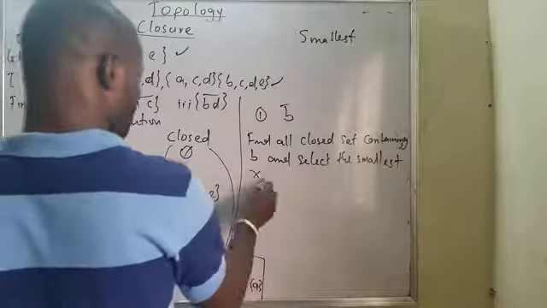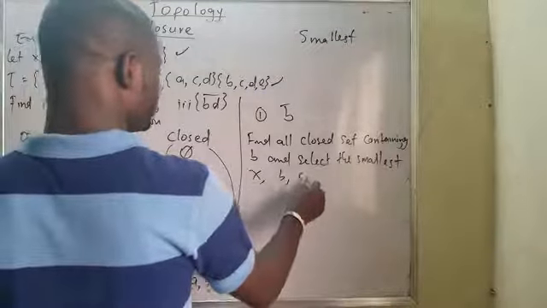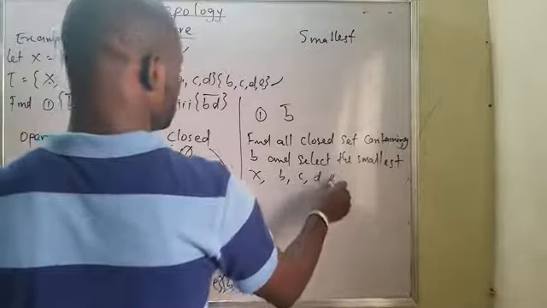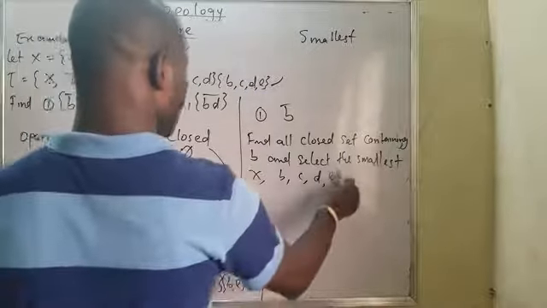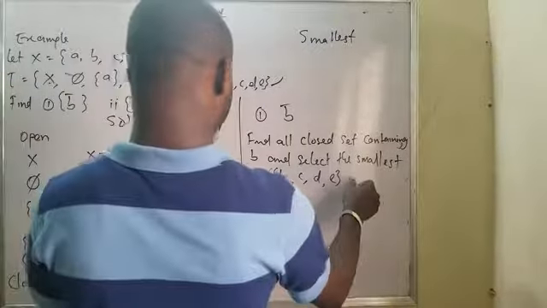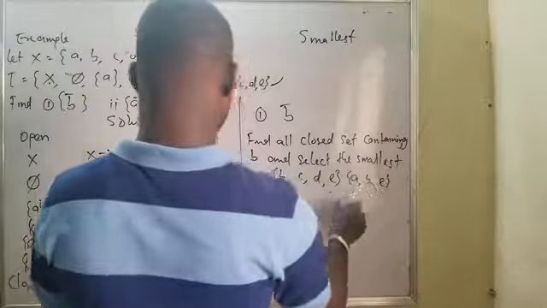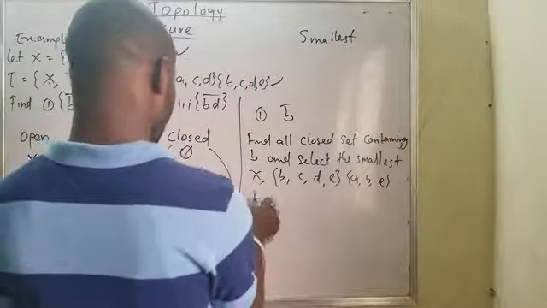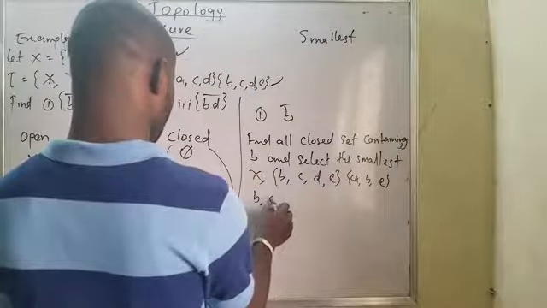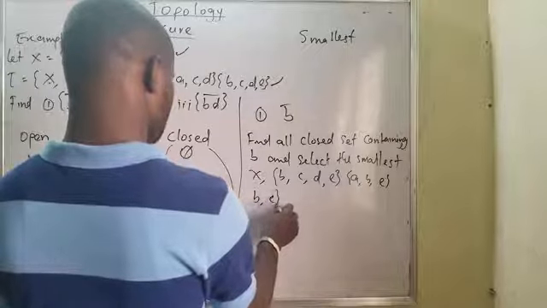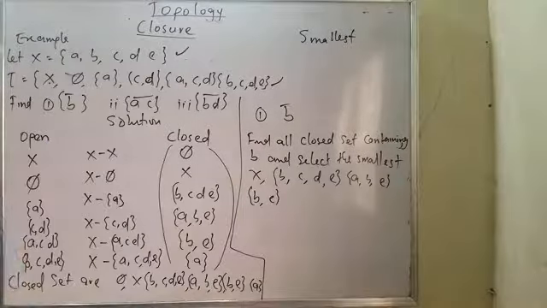I have X himself. I have B, C, D, E, and what else do I have? I have A, B, E, and I have B, C, E. These are the sets that contain B. Now, B, E. I will now look for the smallest of them.